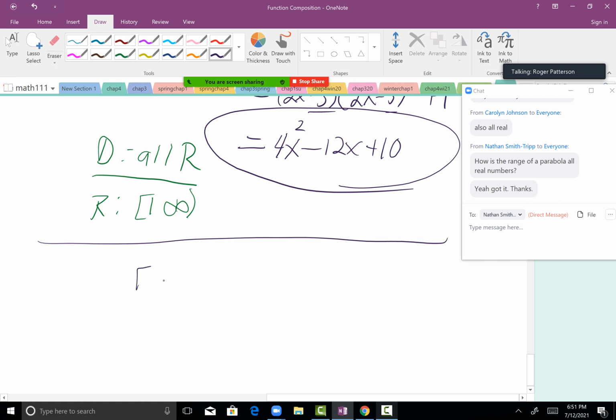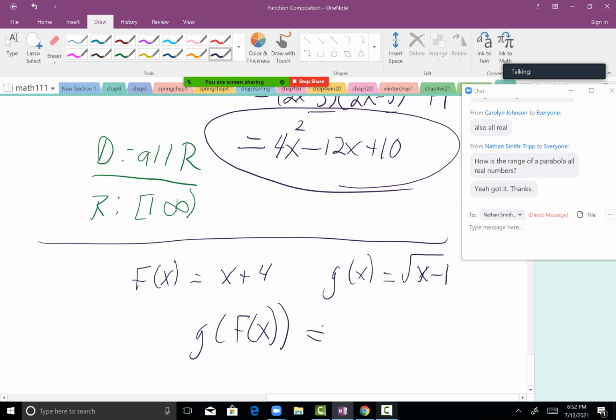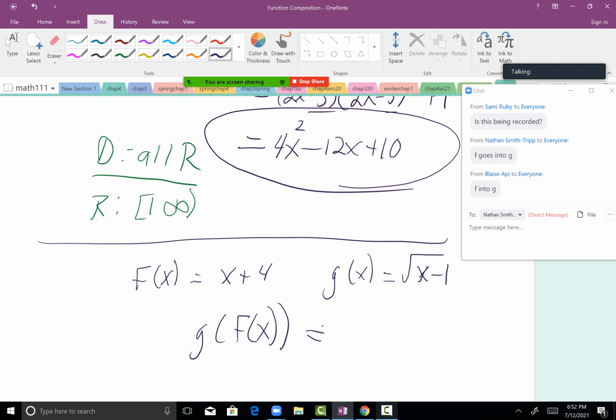Now let's whip it up a little bit, and let's do one like this. So now I'm going to go with g of f of x. Which function's going into which? F is going to go into G. Yep, great.